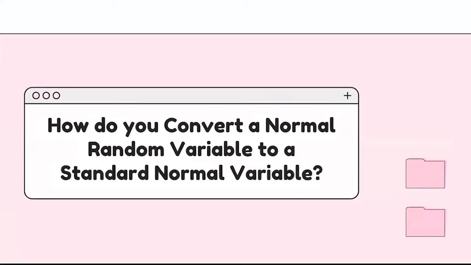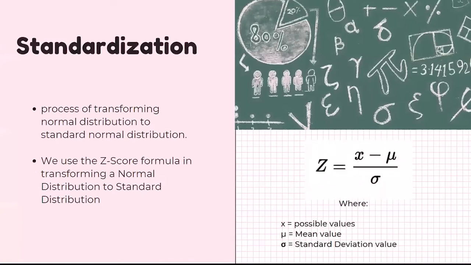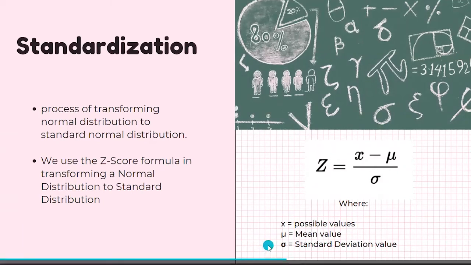How do you convert a normal random variable to a standard normal variable? This process is called standardization, a process of transforming a normal distribution to a standard normal distribution. We use the z-score formula in transforming a normal distribution to a standard distribution. In the z-score formula, x is equal to possible values, mu is equal to the mean value, and sigma is equal to the standard deviation value.